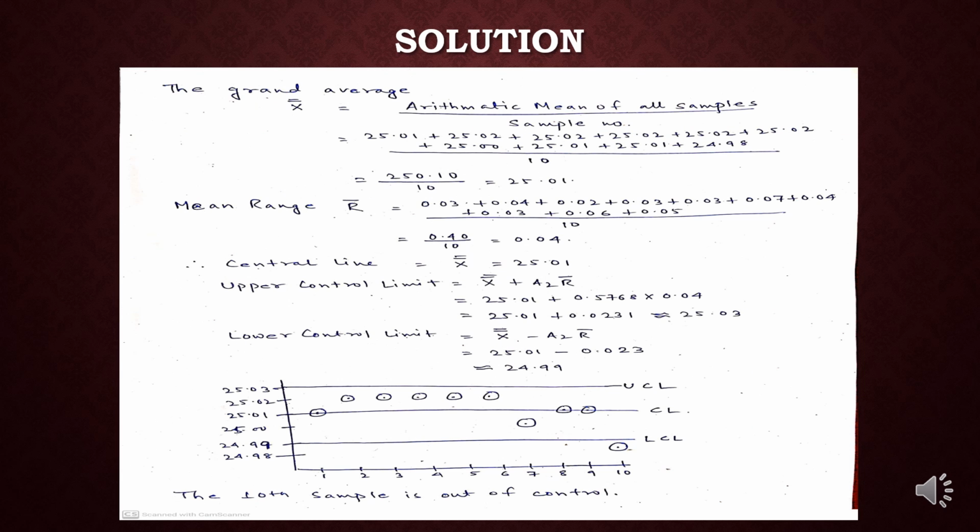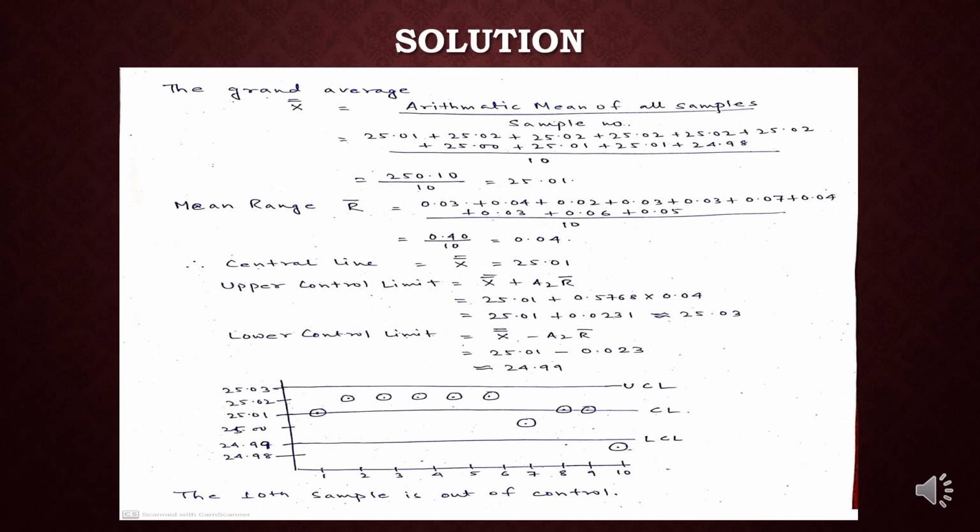Moving on with the solution here. Now we need to find out the grand average. What is the grand average? The mean of all the means. As I was saying, the formula for x double bar is the sum of the arithmetic means of all the samples divided by the number of samples. As we found in the previous slide the arithmetic mean of all the samples, I'll just put up all the values here and add them.